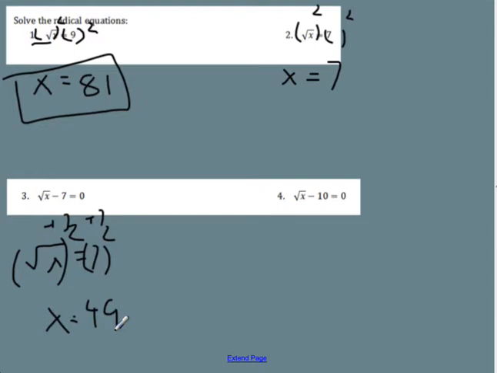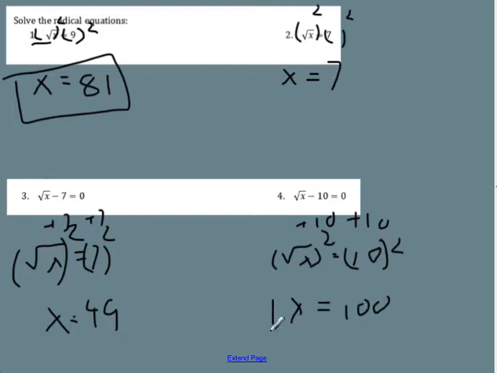Then, taking a look at number 4, we have that minus 10, so we're going to go ahead and add 10 to both sides. So we get the square root of x is equal to 10. And then again, now that we have that square root isolated, we can go ahead and square both sides. Well, the square root of x, quantity squared, is just going to be x, and 10 squared is just 100. So then we get that x is equal to 100 for number 4.